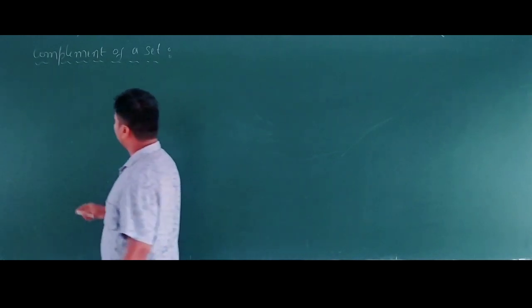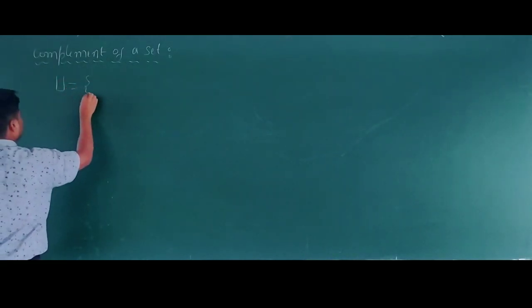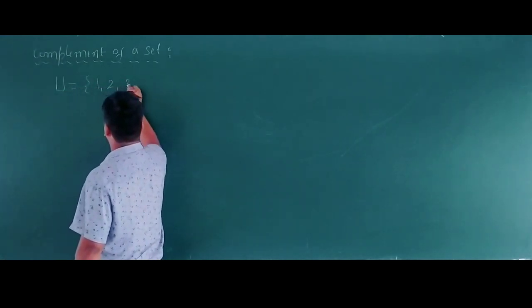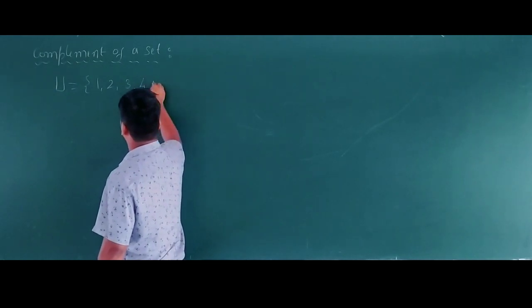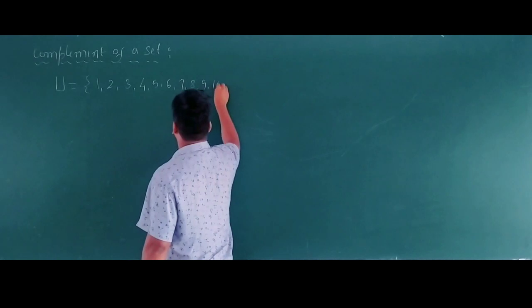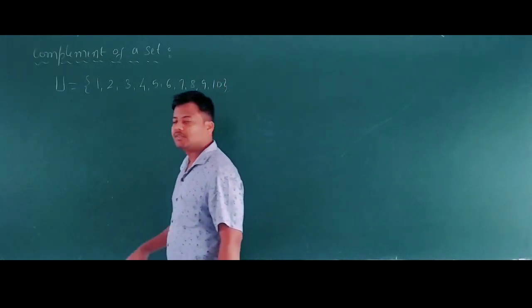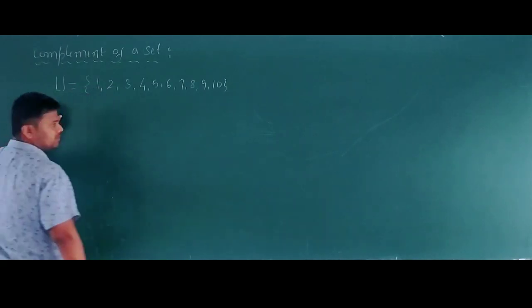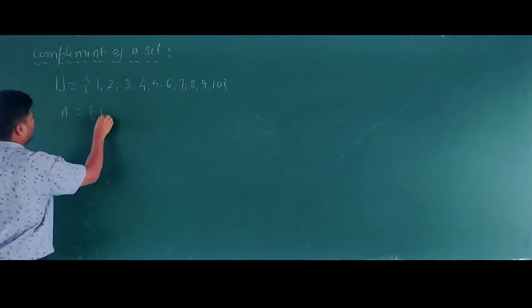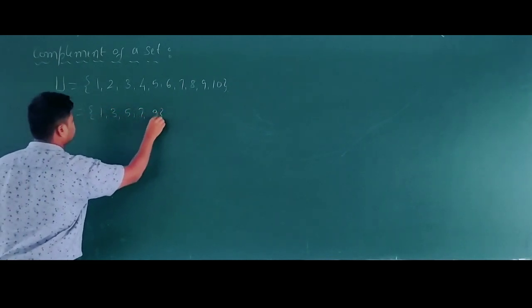Let U be the universal set which contains the elements from 1 to 10: 1, 2, 3, 4, 5, 6, 7, 8, 9, 10. And A be a subset of the universal set which contains the elements 1, 3, 5, 7, 9.